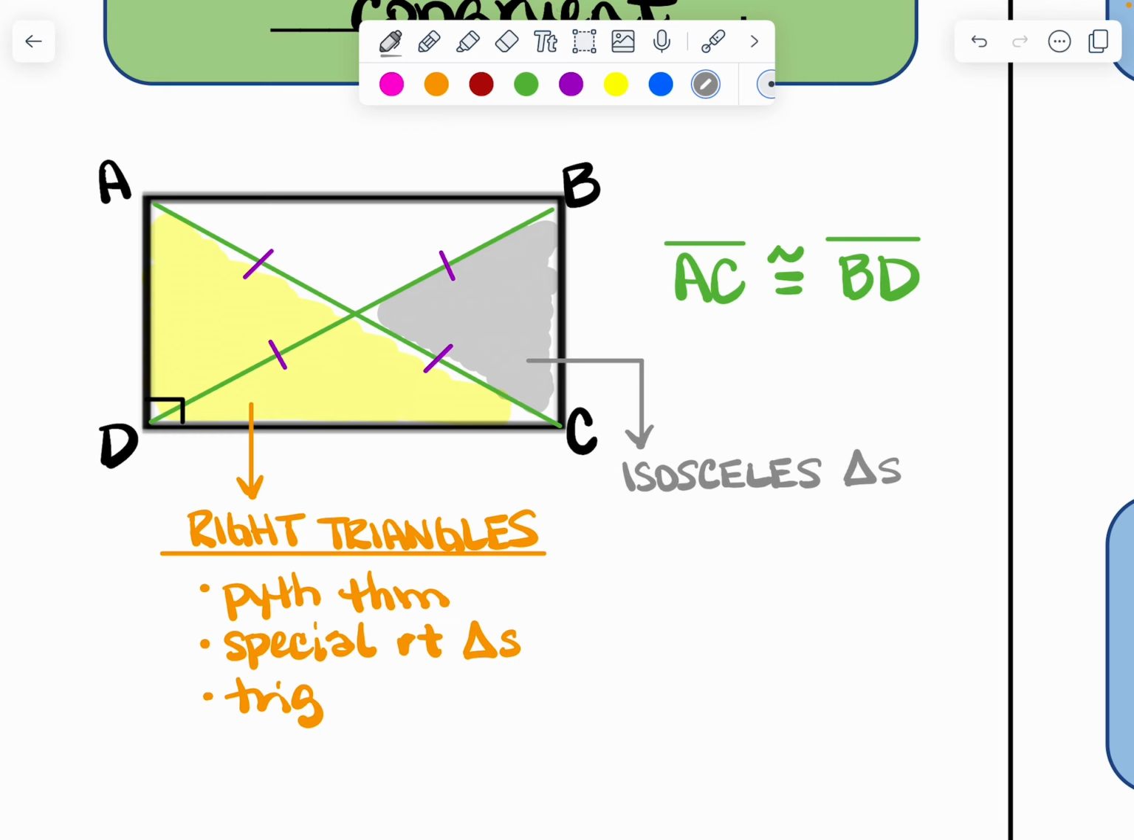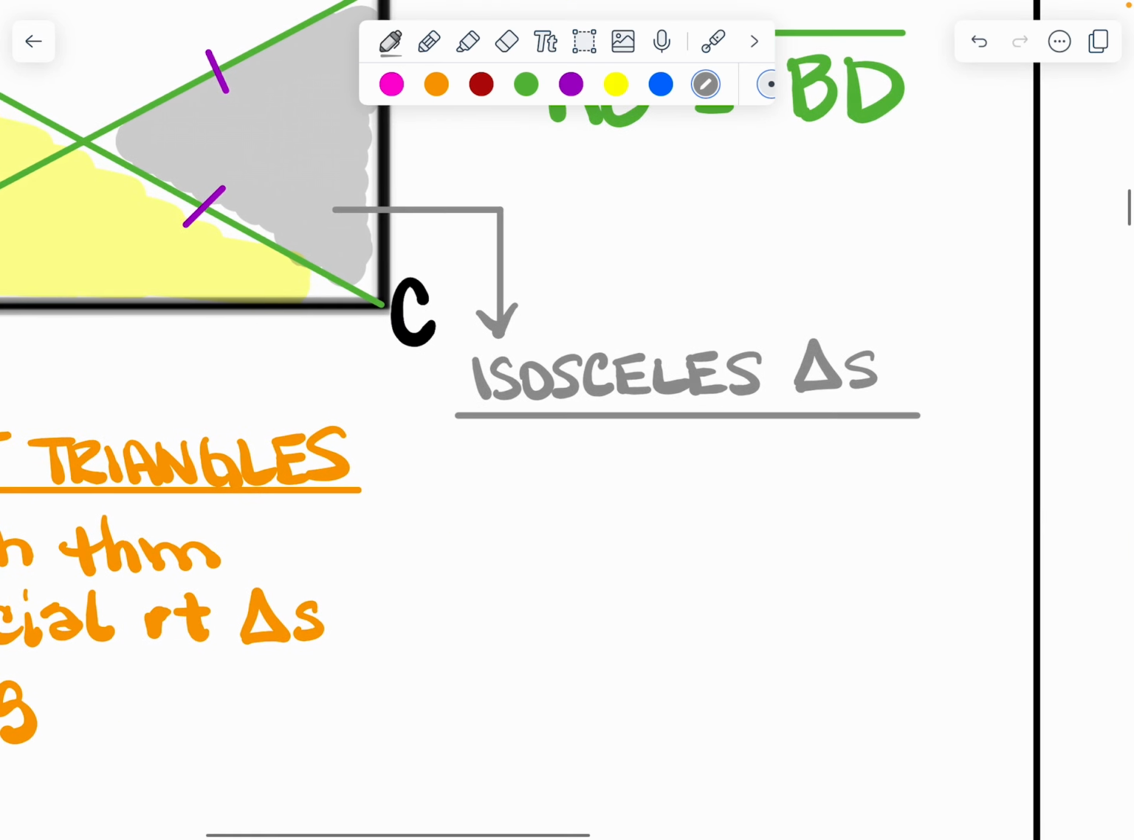Isosceles triangles, right? You can see there are two different pairs of congruent isosceles triangles. I'm just going to be scribbling a lot. Clearly the one on the left is also congruent to the one on the right. We can prove that with side, side, side. And the isosceles triangle on the top is congruent to the isosceles triangle on the bottom, right? So we have two pairs of congruent isosceles triangles.